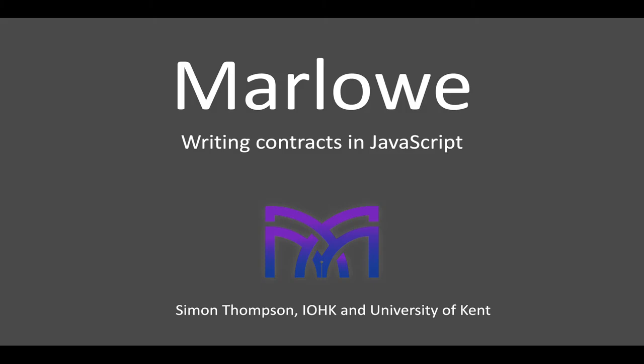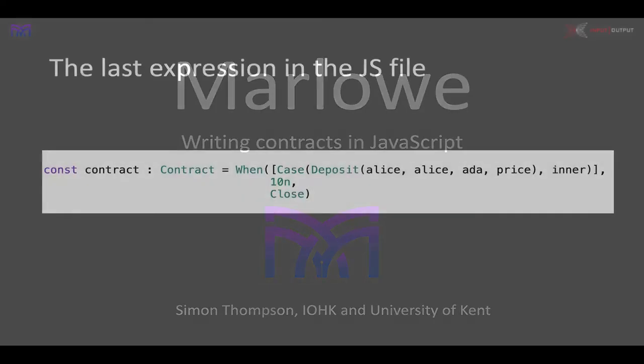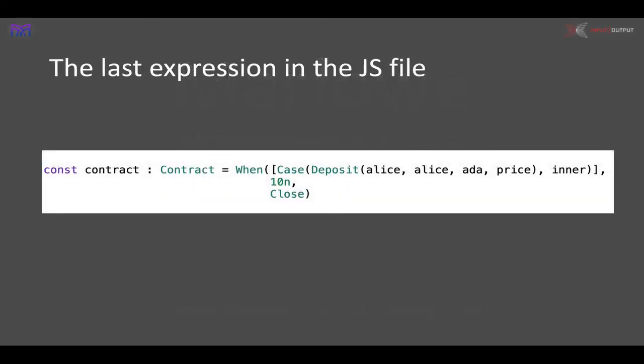In this segment, I'd like to talk a bit about how we can write contracts using the embedding of Marlowe in JavaScript. So what we have to do is produce a JavaScript file where the last expression is of our contract type. So you can see an example here.